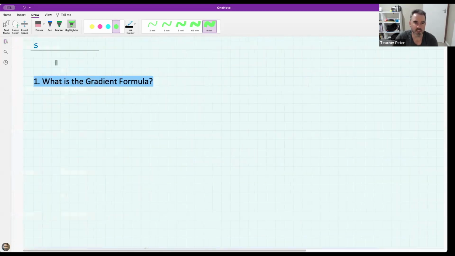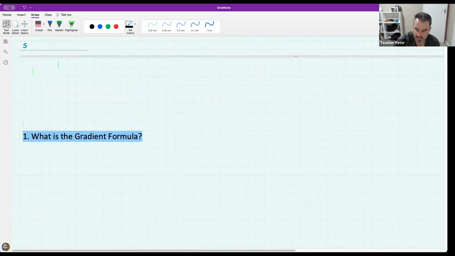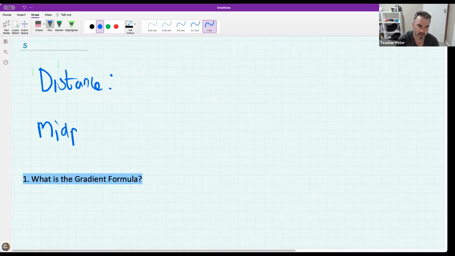Then, in the last lesson, what we covered was, or let me just put this into the right mode first. We covered the distance formula, which allows us to find the distance between any 2 points on the Cartesian plane. And we also covered the midpoint formula.